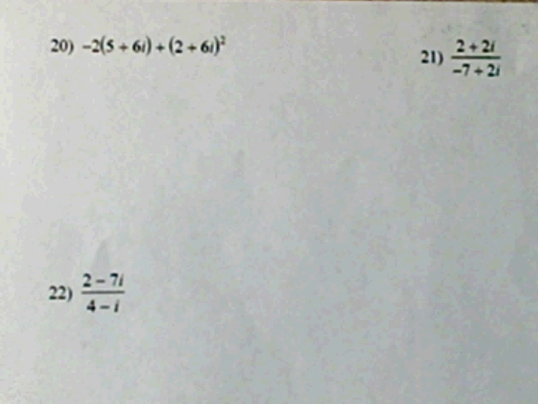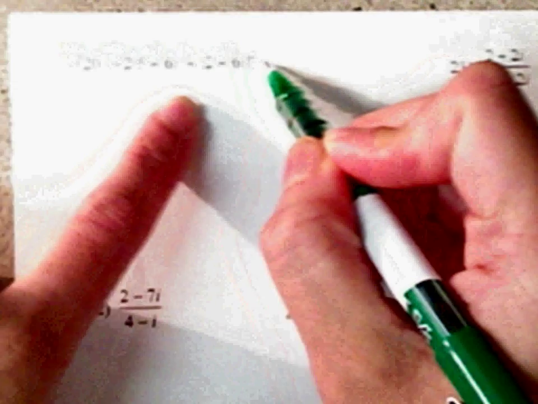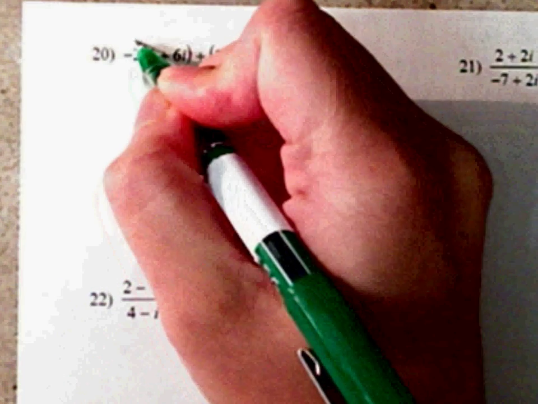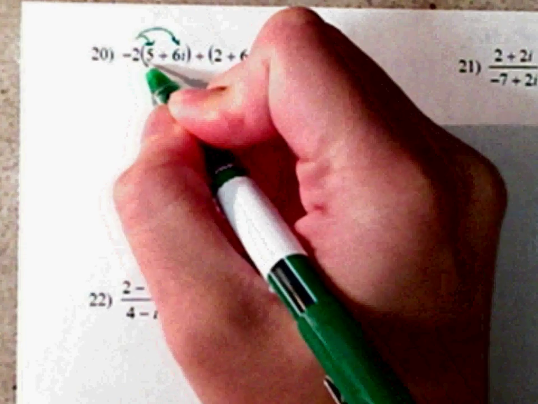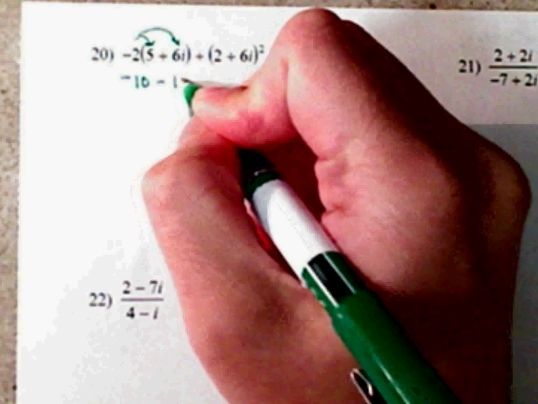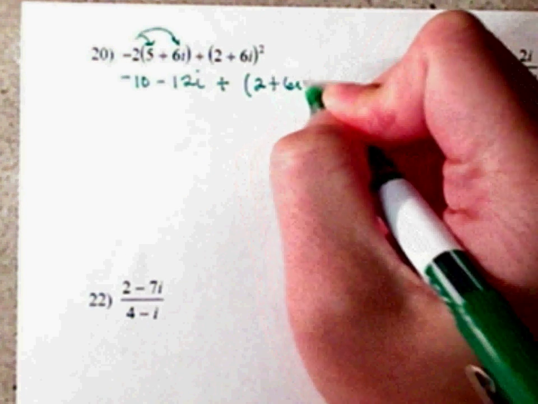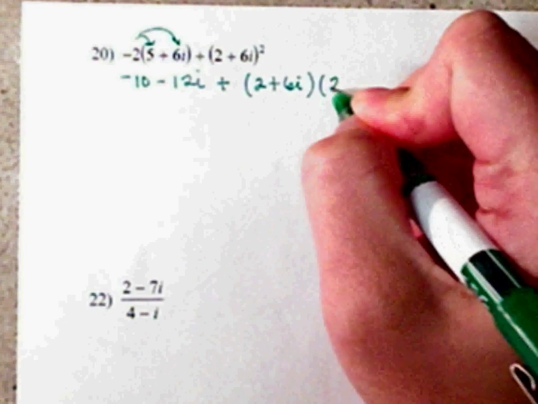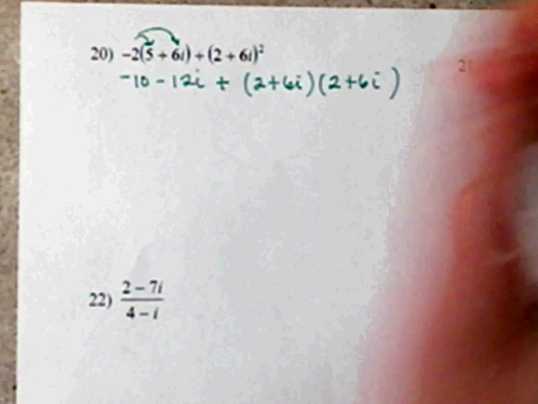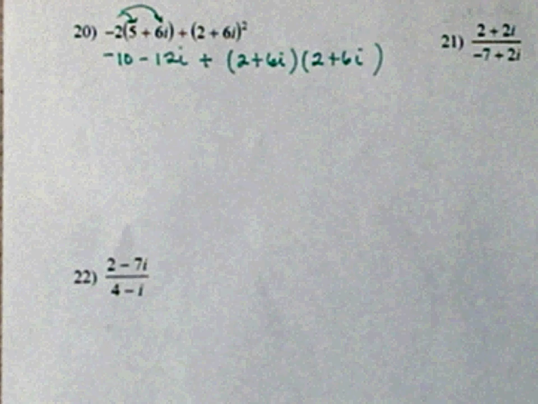Number 20. Okay. If you look, you have some i's. You have a square, that means you have two of those. I'm going to go ahead and distribute these. Please follow order of operations. Negative 2 times 5 is negative 10. Negative 2 times 6i is minus 12i. Plus, you have two sets of these: 2 plus 6i, 2 plus 6i. Make sure you take care of this first before you add or subtract.